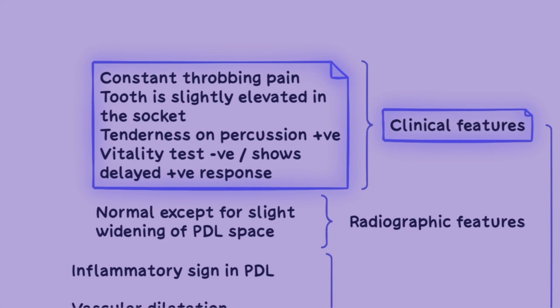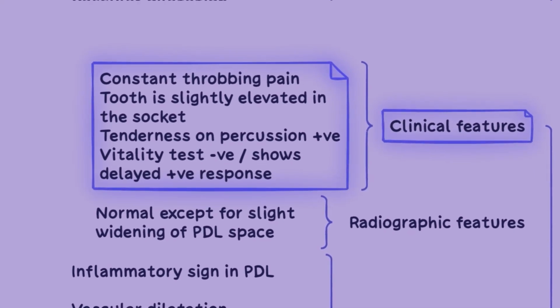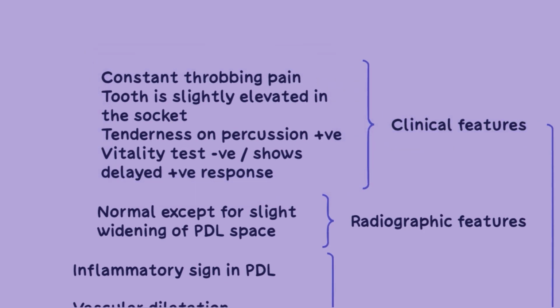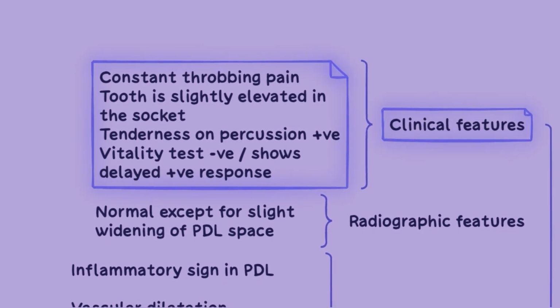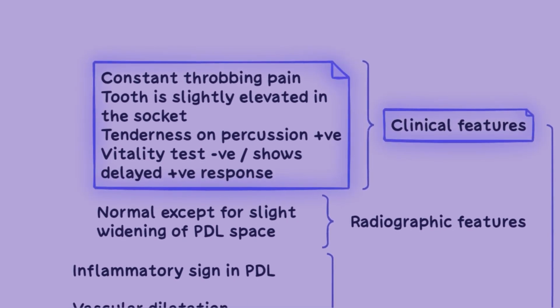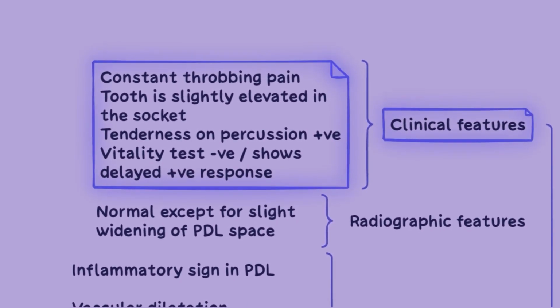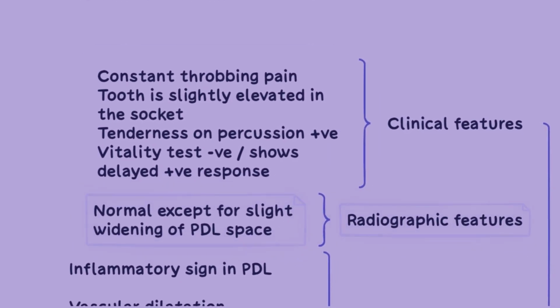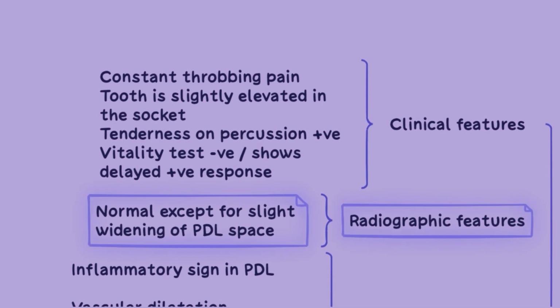Its clinical features include constant throbbing pain in the affected tooth area. The affected tooth may feel slightly elevated in the socket. Tenderness on percussion of the tooth is positive. Vitality test is negative or shows a delayed positive response, indicating that the tooth nerve is affected. Other clinical findings are typically normal except for slight widening of the periodontal ligament space around the affected tooth.